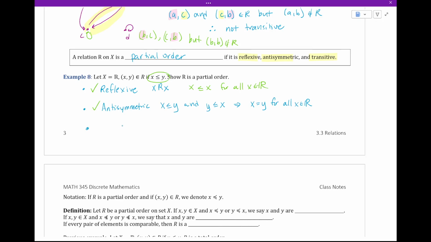And let's do the last one, transitive. If X is less than or equal to Y and Y is less than or equal to Z, then X is less than or equal to Y is less than or equal to Z, which means that X is less than or equal to Z. So it is also transitive. Since it's all three of those, R is a partial order.